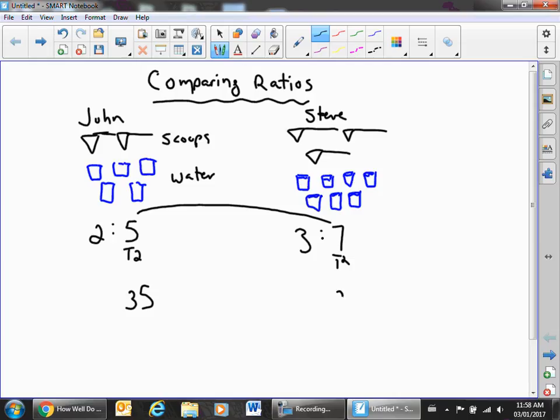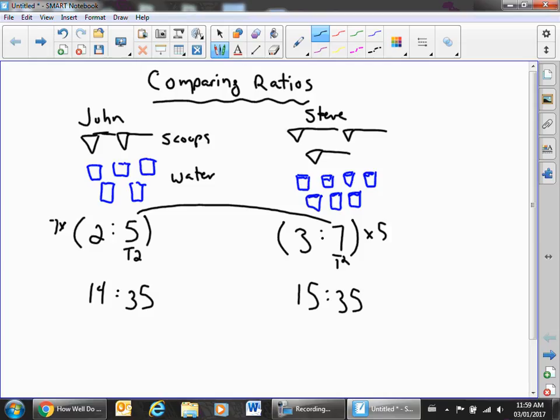So we know that in order to make these the same, we need to figure out what we multiply by. So in this case, we'd have to multiply by 7, and in this case, we'd have to multiply by 5. So in this case, 7 times 2 is 14, and 5 times 3 is 15. So these 2 ratios now are the same so that we can now compare them.